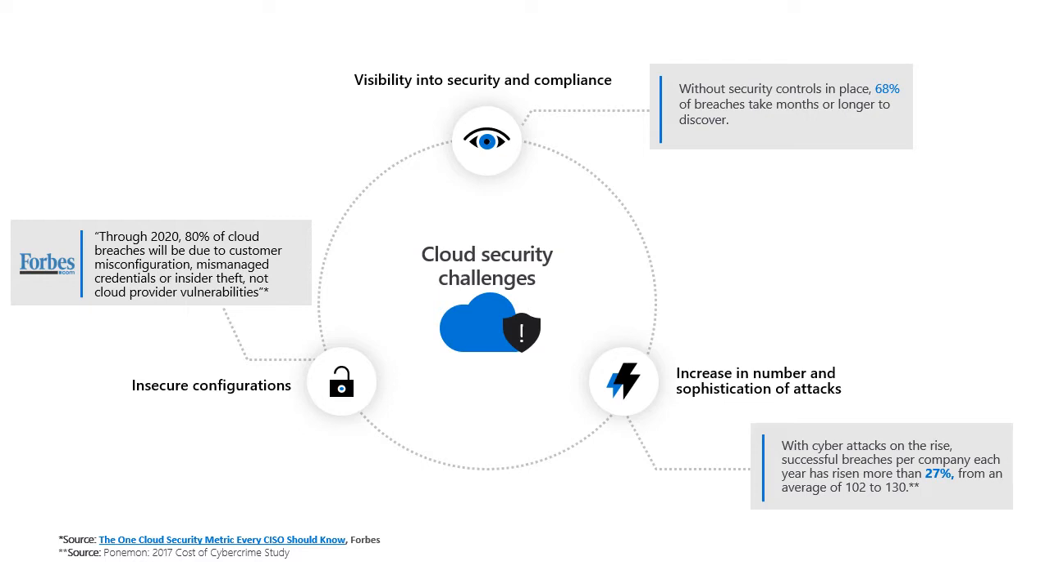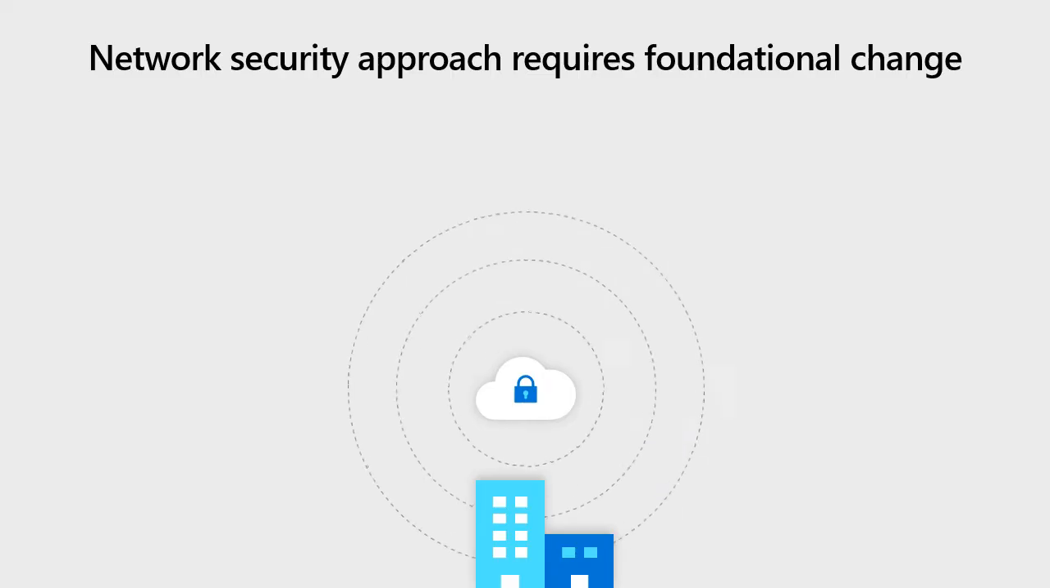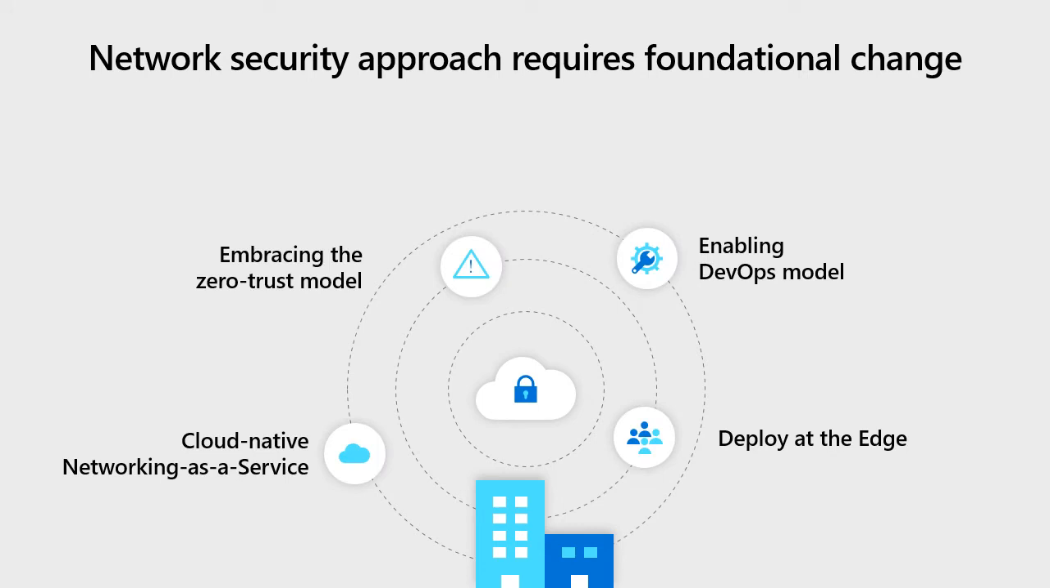And the third thing, as I said a while ago, is the increasing number and sophistication of attacks. Your network security approach should also require a foundational change. We have to embrace what is called the zero trust model. So it's kind of self-explanatory. We assume that there's always something wrong that's going to happen, and we cannot rest on our laurels and assume that nothing is going to happen. We always have to assume that something is always going to happen.